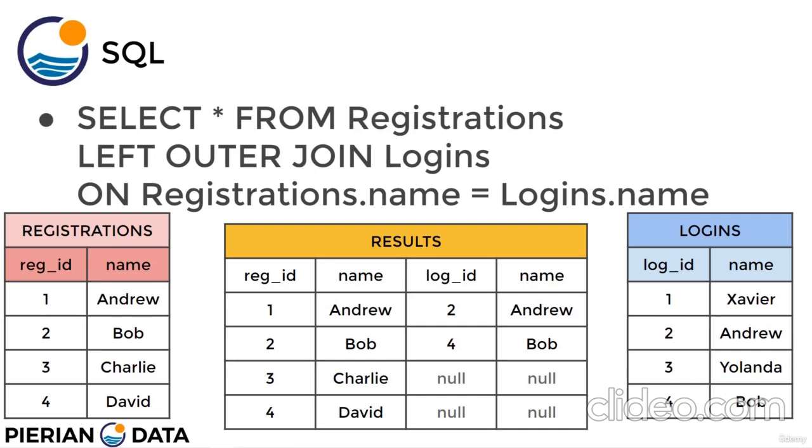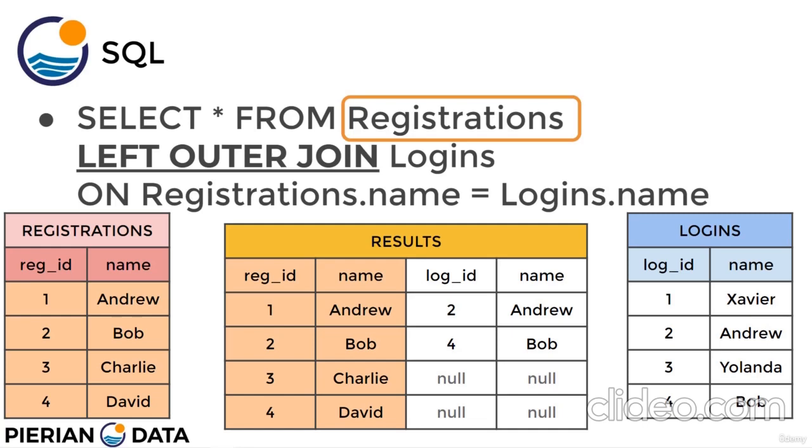Notice that things that were exclusive to the right-hand table, that is the logins table or table B, that was Xavier and Yolanda, we don't actually see them in this result of the left outer join. Previously, when we saw a full outer join, we did see those results. But now, because we're specifying a left outer join, we only see things based on that left-hand registrations table. It either belongs to both tables or only to registrations. If it only belonged to logins, we don't see it returned here.